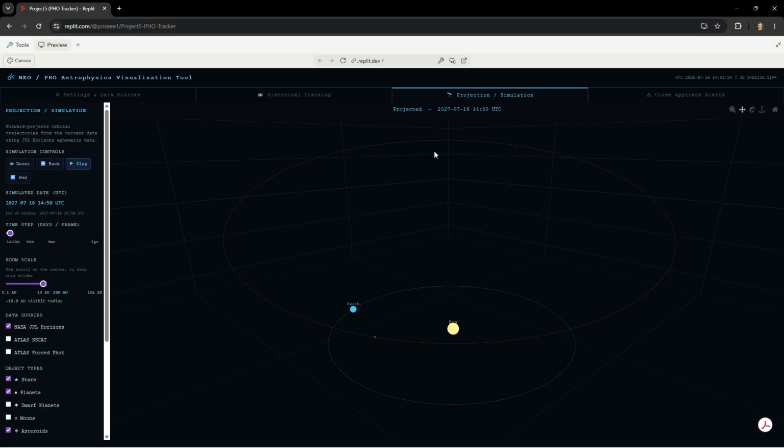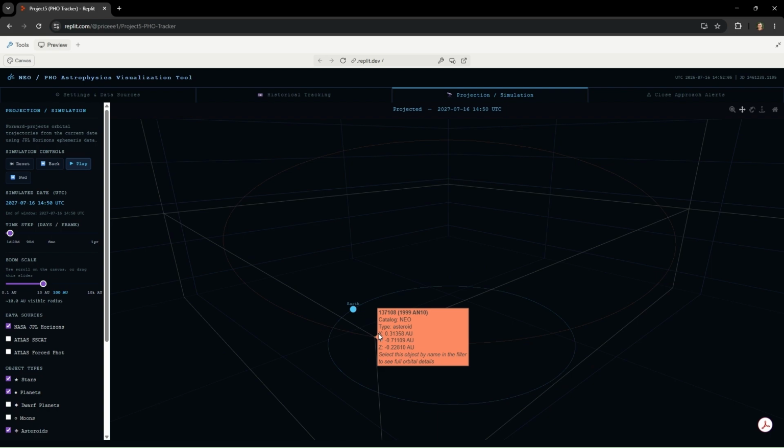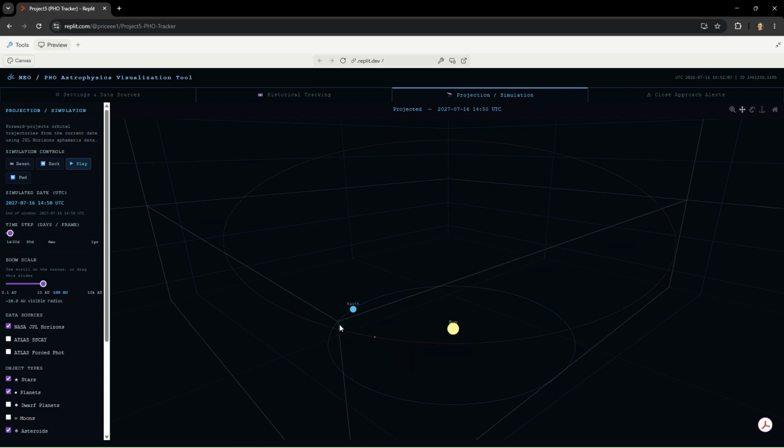Oh, in this app, I only pull data from one year into the future. So that's why we can't see August of 2027. But you can see they're both trajectories going towards each other. They were going to cross very close at this point right here.